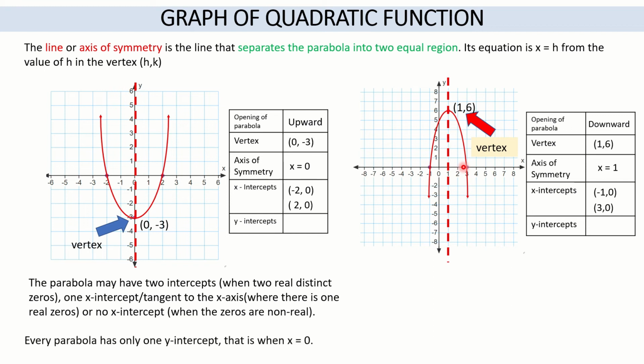Next, we're going to determine the y-intercept. Every parabola has only one y-intercept. That is when x is equal to 0. So here, in our example, the value of our y-intercept is at -3. And in our example number 2, the y-intercept is at y = 5.